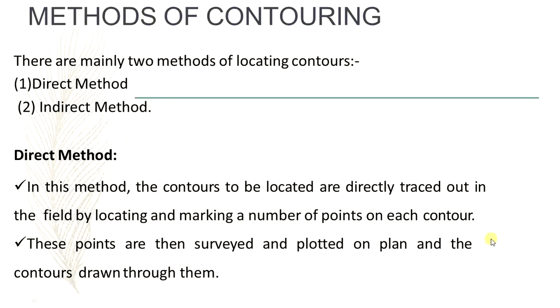This type of direct method is useful for road construction or airport tracks. Next, these points are then surveyed and plotted on a plan, and the contours are drawn through them. After marking the number of points, we have to survey these points, plot them on the plan, and draw the contours through them.